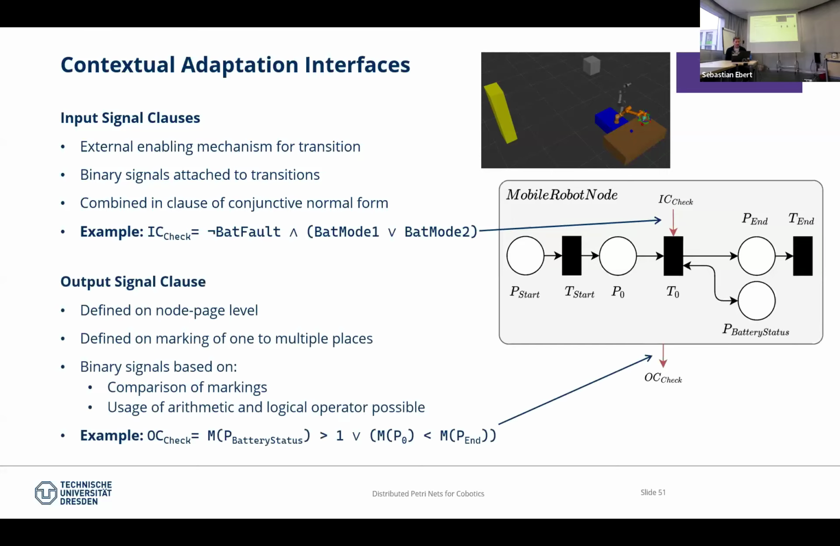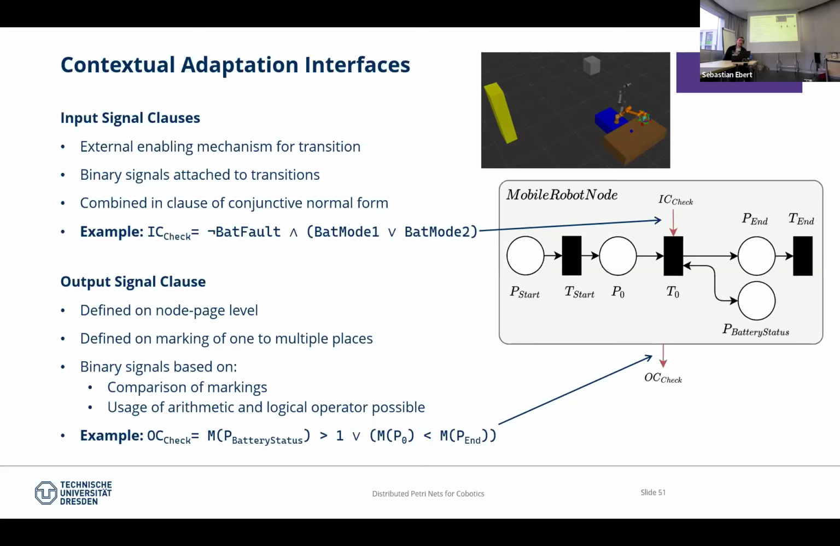Vice versa, we have output signal clauses which are attached to pages representing our nodes in the net, and they are much more free in their structure because we can just omit them in the action model checking because they don't add some semantics actually to the execution of the net. They just produce output. So we choose to allow their comparison of markings of places there and also the usage of arithmetic and logical operators. Example is shown at the bottom side.